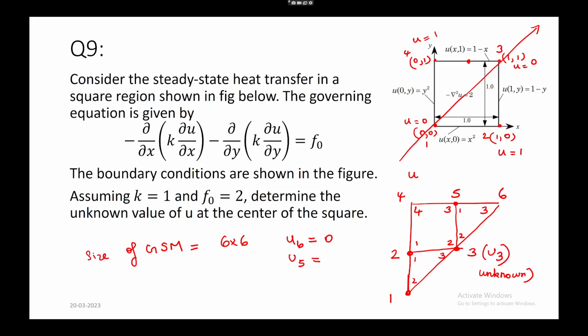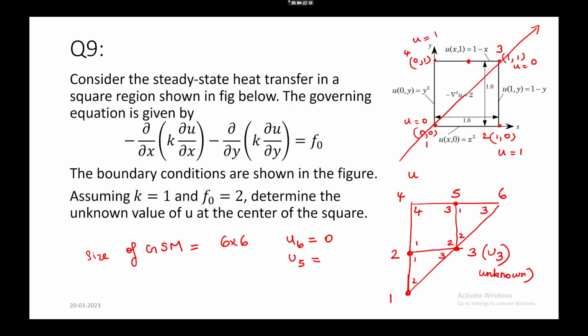So what will be u4? U4 is 1. What about u1? U1 is 0. What about u2? It is this one, 0.5 whole square, which is 0.25, right? Yes. So we have u1, u2, u4, u5, u6. Only u3 is unknown. Correct?